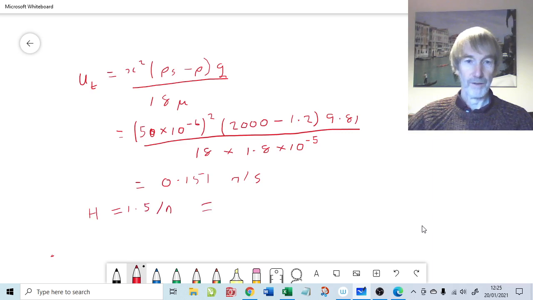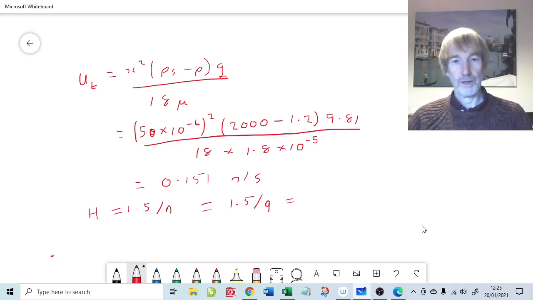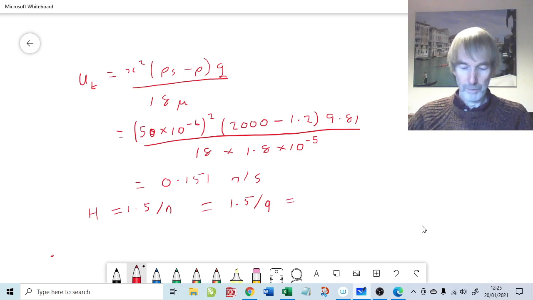So the vertical height is 1.5 divided by 9, which gives us a height of each channel of 1.5 divided by 9 equals 0.167 meters. So each of those channels is 0.167, and we are settling at 0.151 meters per second.